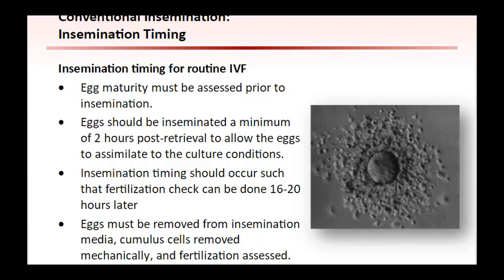Insemination of the oocytes after maturity assessment must occur such that the timing of fertilization check is 16 to 20 hours post-insemination. Ideally, a fertilization check is done first thing in the morning, the day after insemination. Eggs are removed from insemination media, cumulus cells removed mechanically, and fertilization assessed.